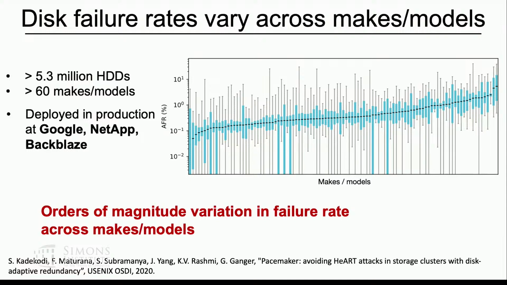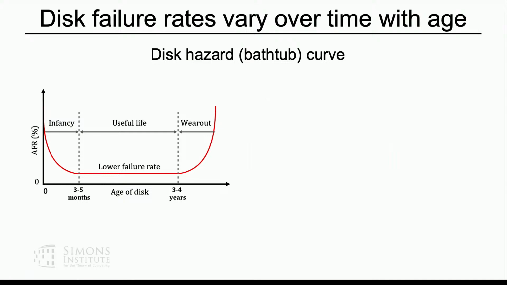Often the cluster has many of these together, so we will see what that picture looks like later. So this is one finding: there is an orders-of-magnitude difference in the failure rate across different make models. And the failure rate not only varies across different make models, it also varies over time. On the left here, you see the textbook bathtub curve, also referred to as the hazard rate curve. On the y-axis is again AFR, and the x-axis is the age of the disk. On the left, you have what is referred to as infancy. It's like the infant mortality rate, which is there in humans also.